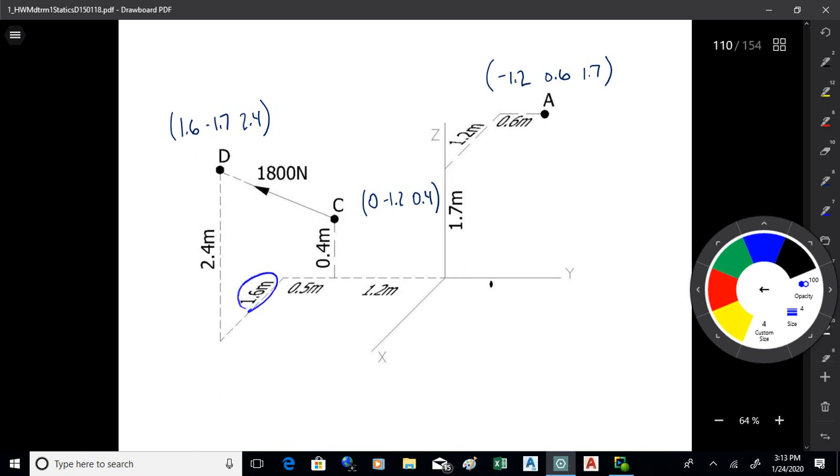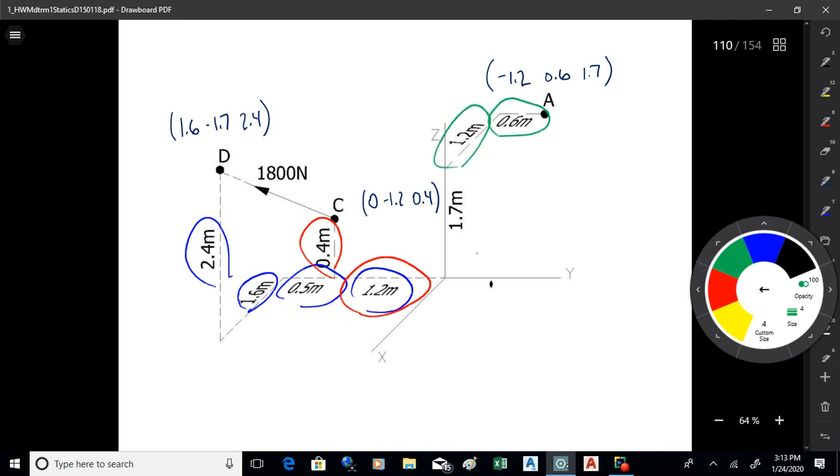So what do we got? We got 1.6 for X, negative 0.5 and 1.2 makes negative 1.7 for Y, 2.4 for Z. 0 in the X, negative 1.2 in the Y, 0.4 for Z to get to C. And then what do we got? Negative 1.2, 0.6, and 1.7 to get to A.